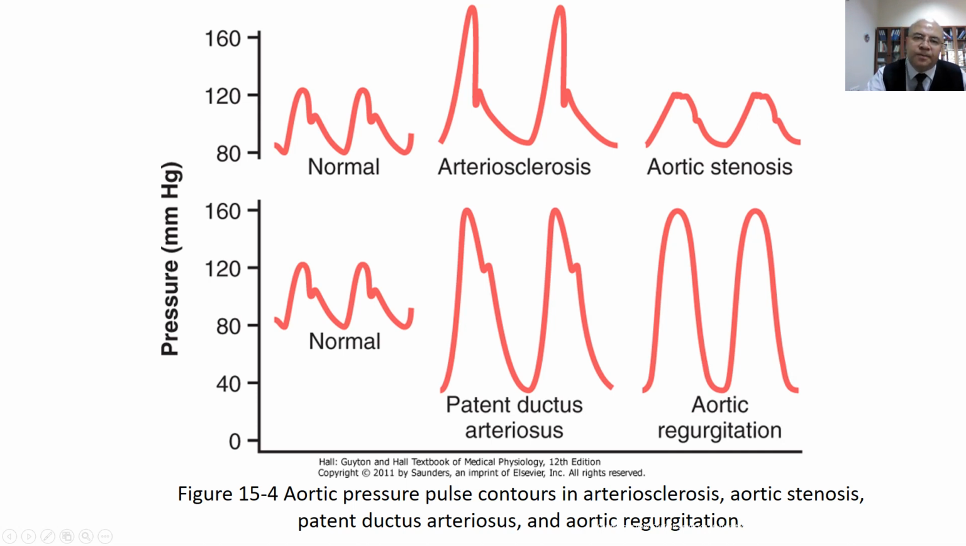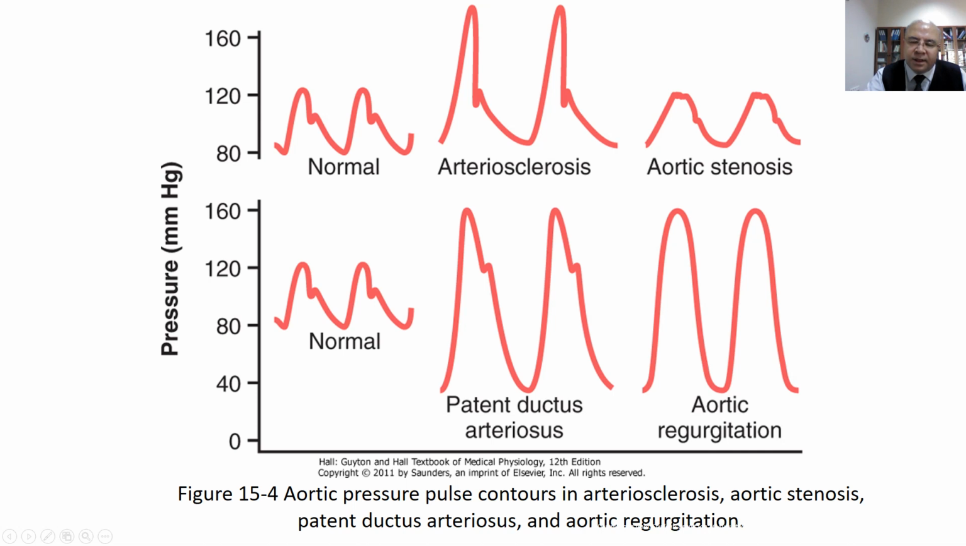So pulse pressure increases in elderly people. If you take 160 minus 80, you will get 80 millimeters of mercury. So pulse pressure is doubled in this case. Now, just opposite, on the right hand side in this figure, you see aortic stenosis.